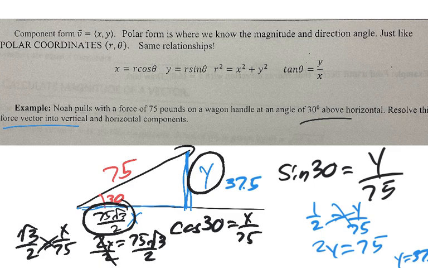You wouldn't get this pretty. I like that better, personally. Who did that? Me, I did it as cosine. I said cosine of the angle is the adjacent over the hypotenuse. And I solved. I did 75 sine 30 and got 37.5.